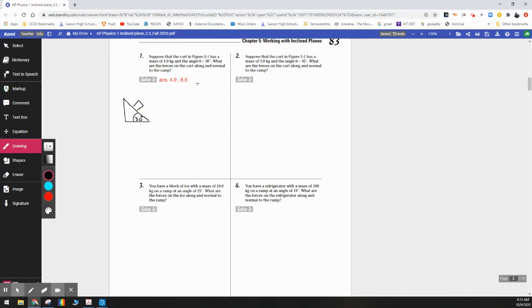Okay. And so we want to know along the ramp is the parallel component. That's along. There's the parallel component. Okay. And it says here the normal. Normal to the ramp means 90 degrees or perpendicular.